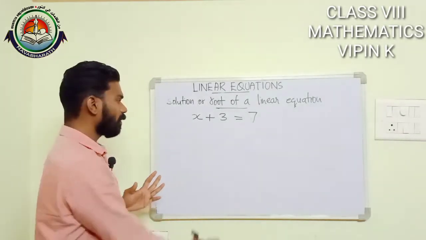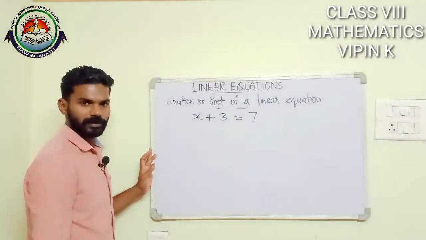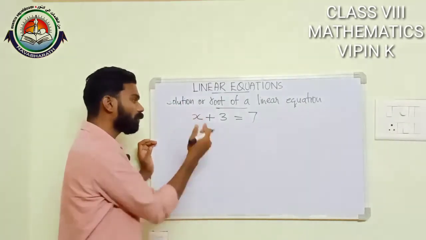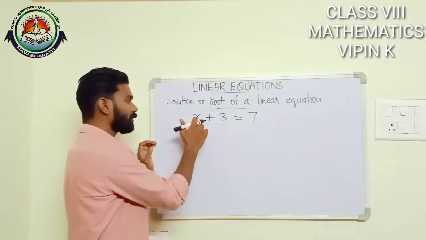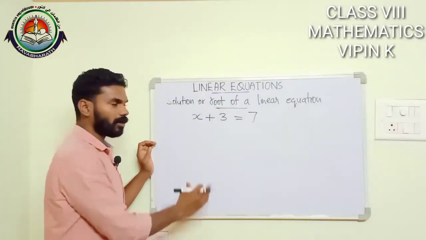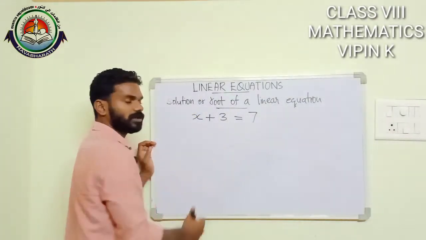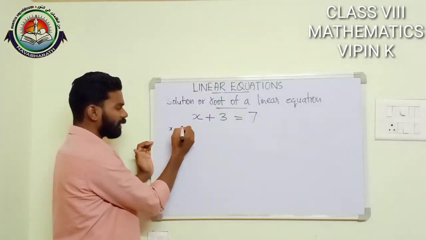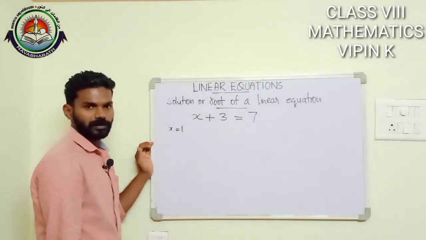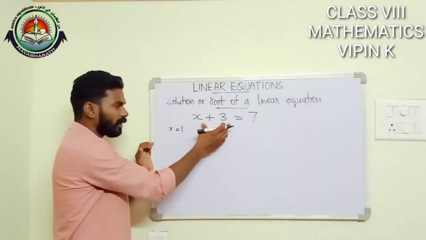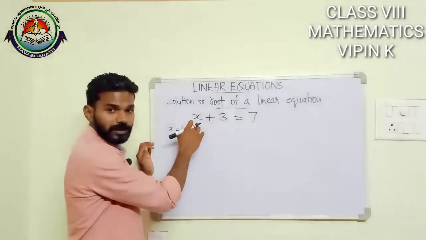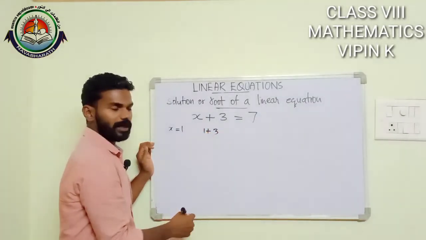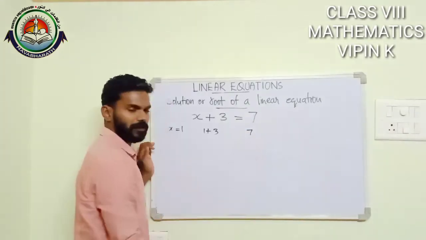And in this linear equation, x can have different values. You can put different values for x, and you are going to check whether this equation would be true or not. Suppose in the first case, I am putting x as 1. Then what would be LHS? On LHS, you can write 1 instead of x, so that it would be 1 plus 3. And on RHS it would be 7.